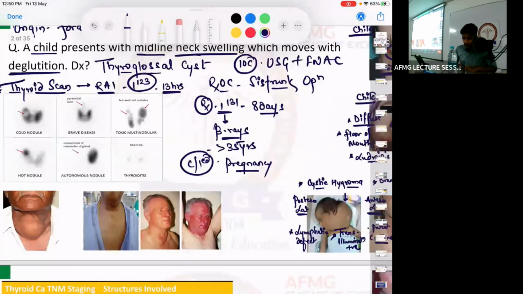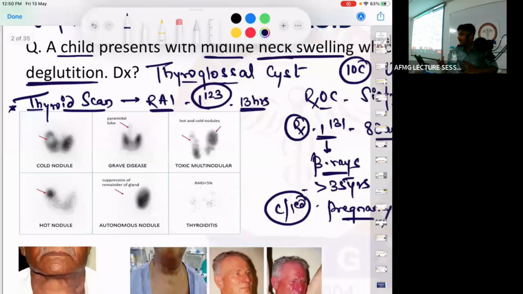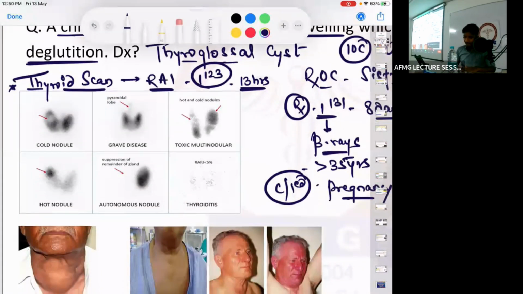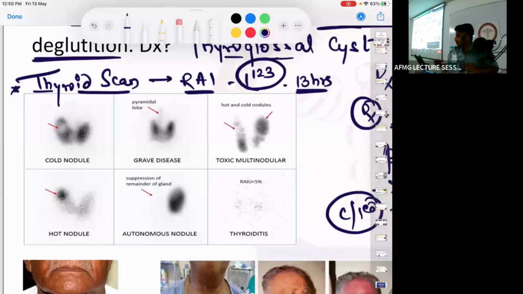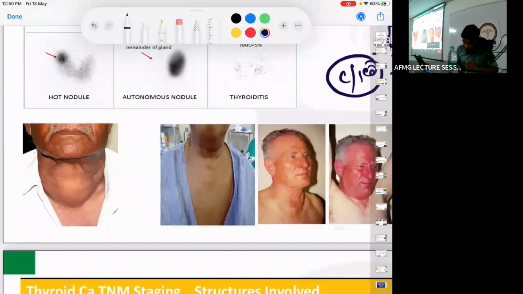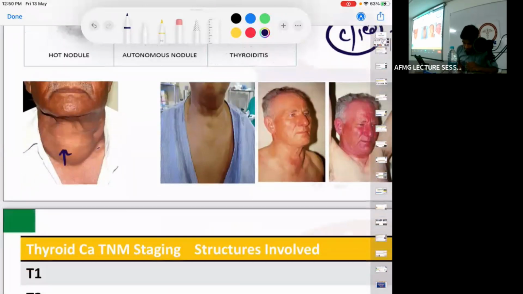Very good. Now, if I do a thyroid scan, a patient presented to me with a neck swelling. It was a thyroid neck swelling. I palpated it, and I found that there is a thyroid gland enlargement. And thyroid gland enlargement is called as goiter. So goiter is nothing but enlargement of your thyroid gland.